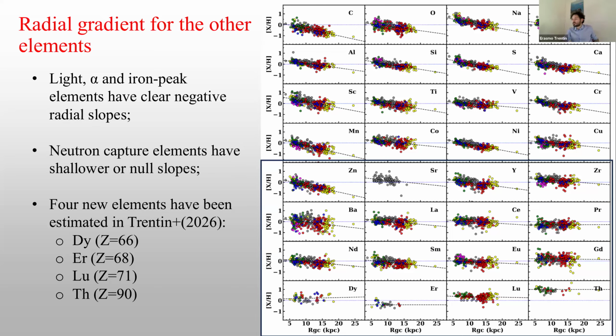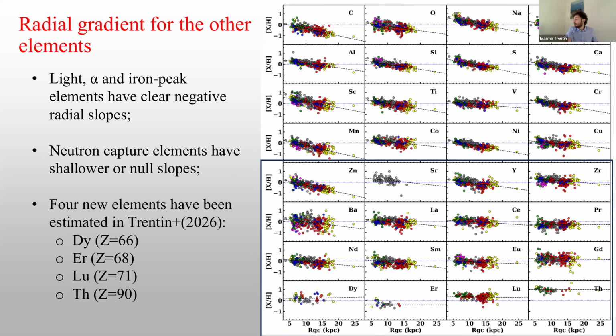First, a little shout out for something that we published this year: in the latest release we even managed to estimate four new elements, which are among the heaviest elements that we can estimate. We have dysprosium, erbium, lutetium, and thorium. In particular, thorium is almost at the limit of the natural elements that can be formed in nature.